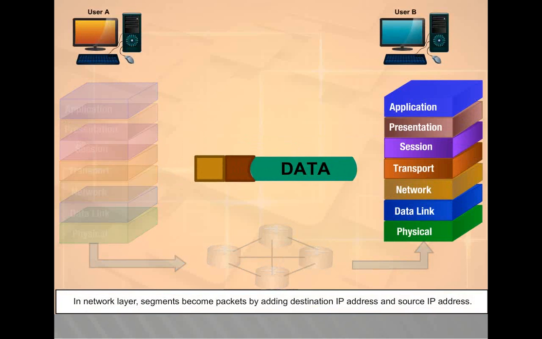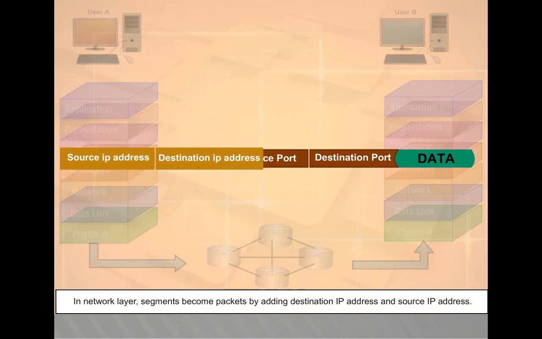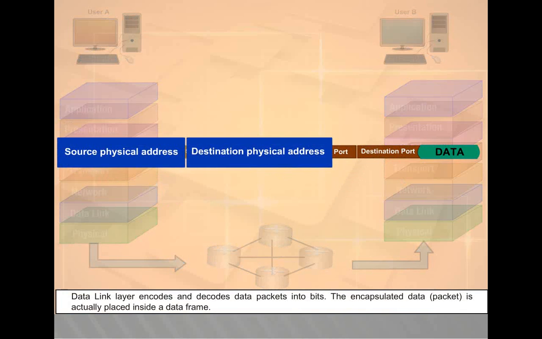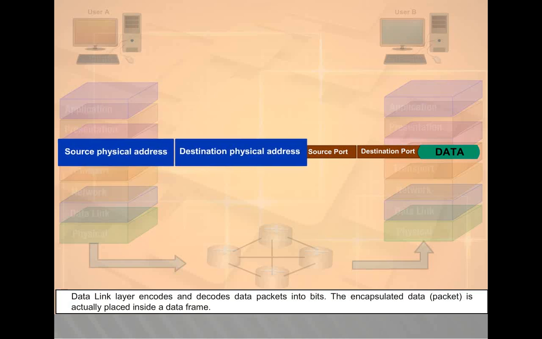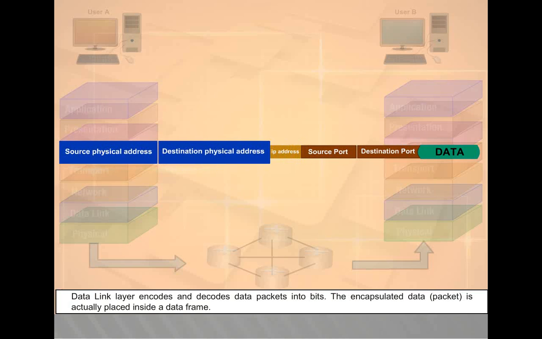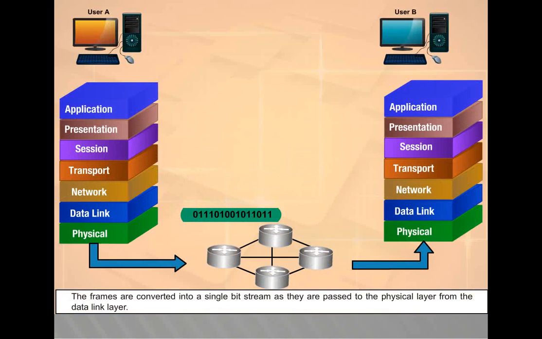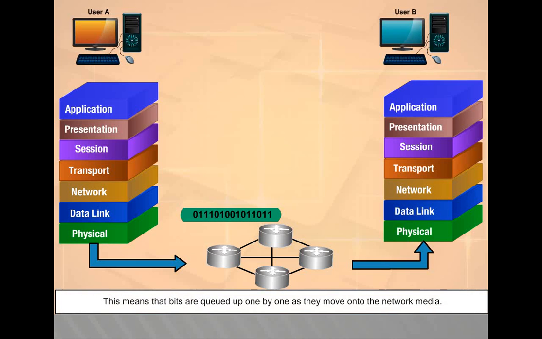In the network layer, segments become packets by adding destination IP address and source IP address. Data link layer encodes and decodes data packets into bits. The encapsulated data, that is the packet, is actually placed inside a data frame. The data link layer is responsible for data movement across the actual physical link to the destination node. The frames are converted into a single bit stream as they are passed to the physical layer from the data link layer. This means that bits are queued up one by one as they move on to the network media.